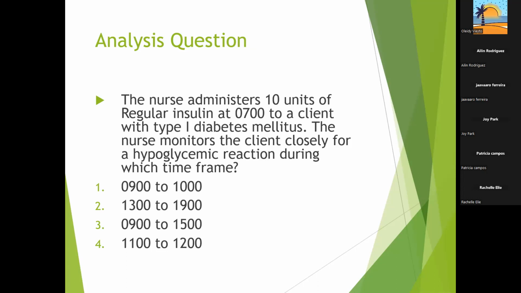Okay. The nurse administers 10 units of regular insulin at 7 a.m. You must know your military time. To a client with type 1 diabetes mellitus. The nurse monitors the client closely for a hypoglycemic reaction during which time frame? Is it 9 to 10, 1300 to 1900, 0900 to 1500, or 1100 to 1200?